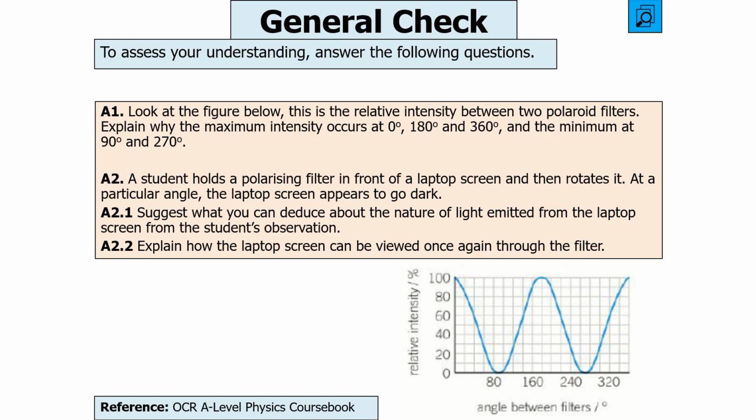The next question says, looking at the figure below, this shows you the relative intensity between two Polaroid filters. Explain why maximum intensity occurs at 0 degrees and 180 and 360, and a minimum between 90 degrees and 270 degrees. And then second question, a student holding a polarizing filter in front of a laptop screen and then rotates it. At a particular angle, the laptop screen appears to go dark. So firstly, suggest what you can deduce about the nature of the light emitted from a laptop screen from the student's observation. Then explain how the laptop screen can be viewed once again through the filter. So pause the video now, then unpause the video when you want to go through your answer.